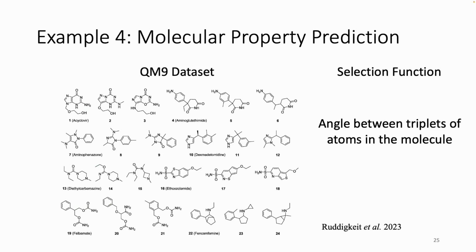Last of all, we looked at molecular property prediction. We processed the QM9 dataset, which has various organic molecules, and the task is to predict properties of those molecules. We chose to use a selection function that was custom designed that looks at angle between triplets of nodes, since DimeNet, a common network that is applied to this task, already processes this information. By adding selection into the network, we found the following.